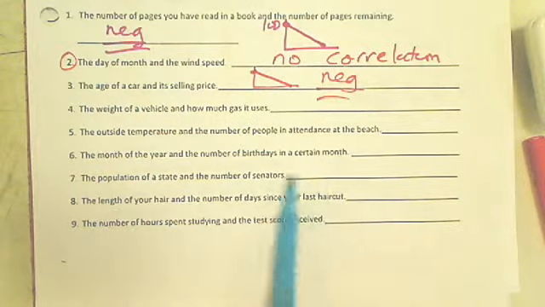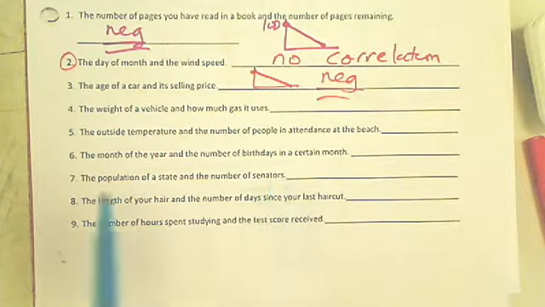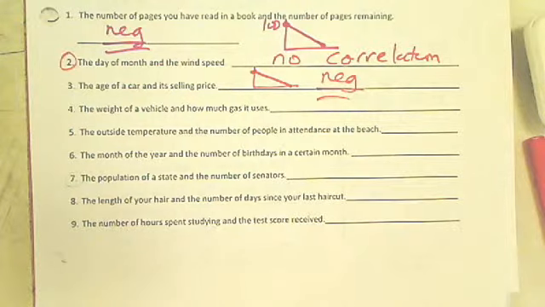All right, let's do a few more here. This is a tricky one, and don't disappoint me because I'm going to tell your history teacher. Number 7, the population of a state and the number of senators, not representatives. That's no correlation.